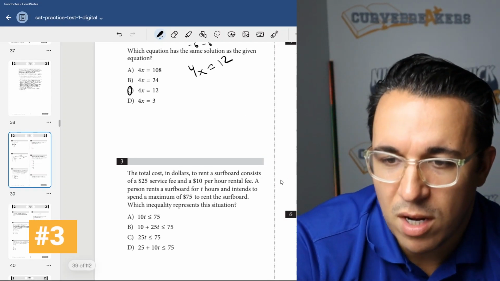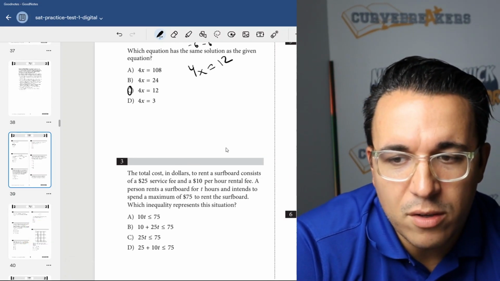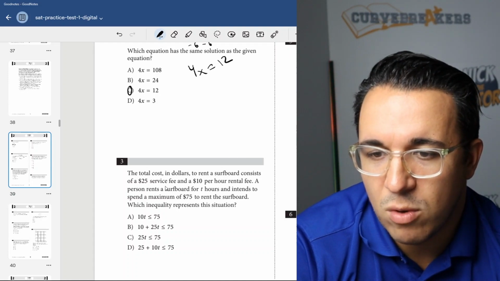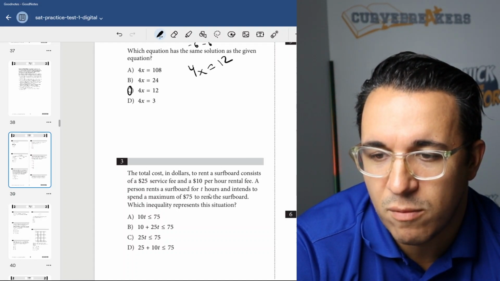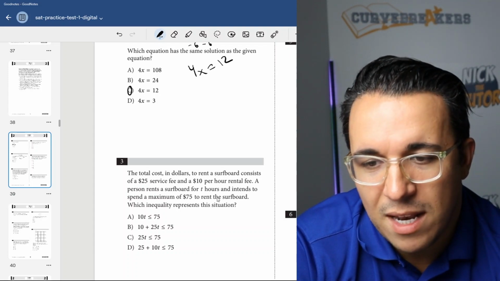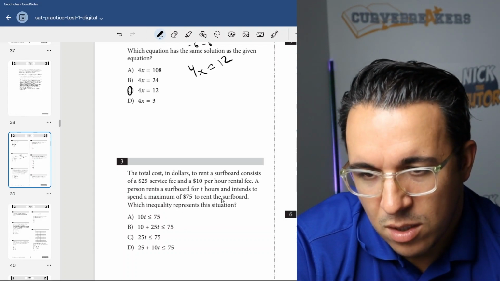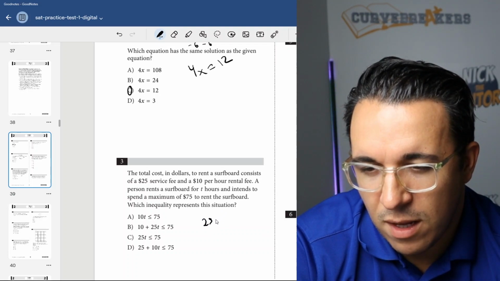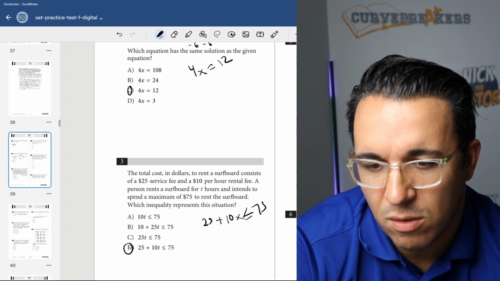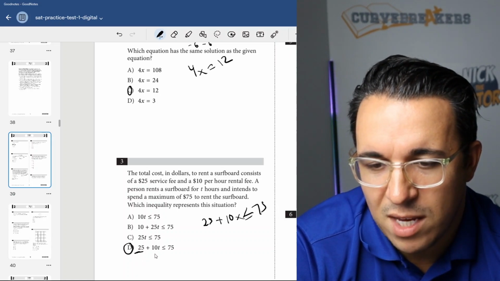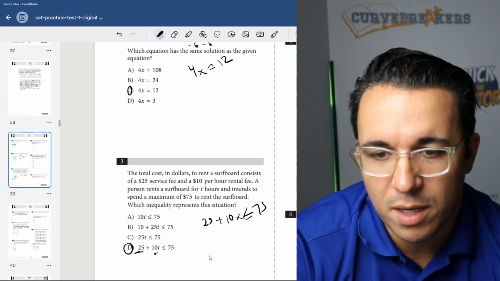All right, number three. The total cost in dollars to rent a surfboard consists of a $25 service fee and a $10 per hour rental fee. A person rents a surfboard for T hours and intends to spend a maximum of $75. So this should be something like 25 plus 10x is less than or equal to 75. So I'm going to go with choice D. You have the base value and then the hourly value. So I'm going to go with choice D there.